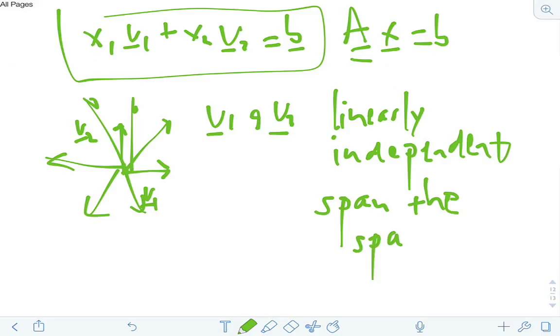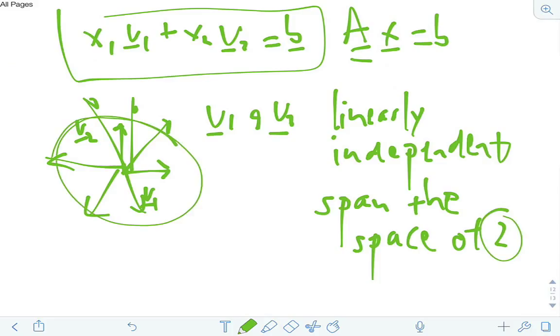We're working in 2 dimensions. Our matrix is 2 by 2. Our number of unknowns is 2, and they span the space of 2. I can use those vectors to generate any vector in this entire space right here, because they're linearly independent and they span the space of 2.